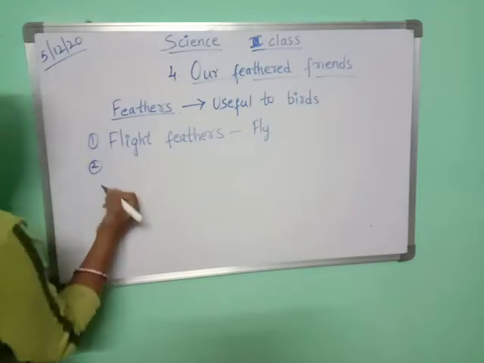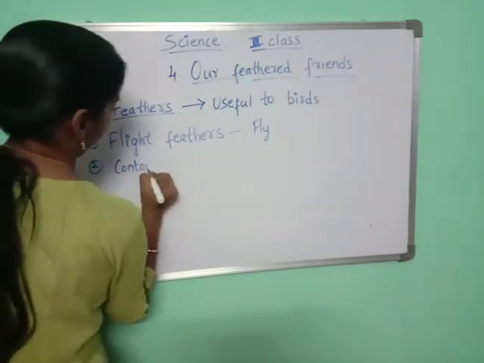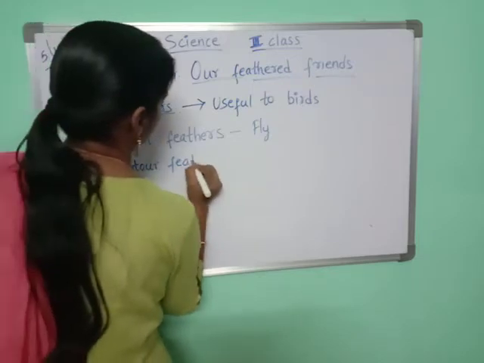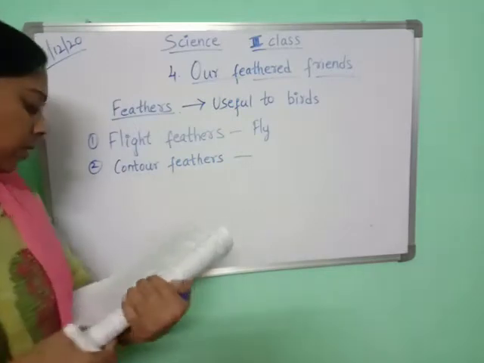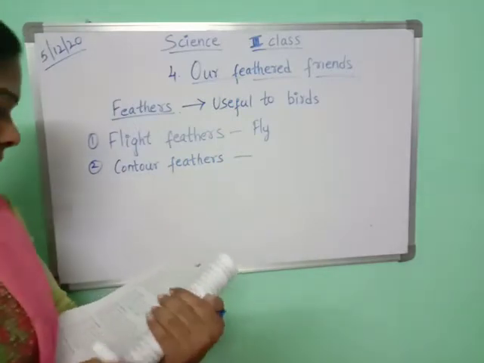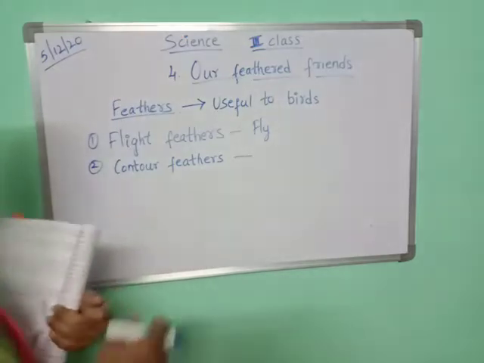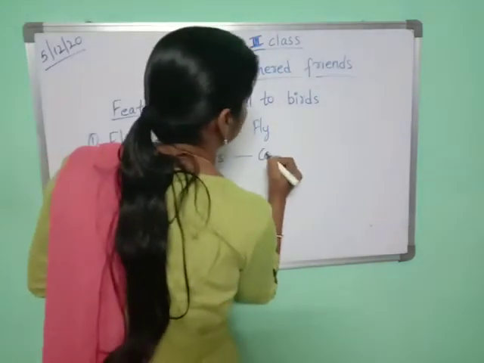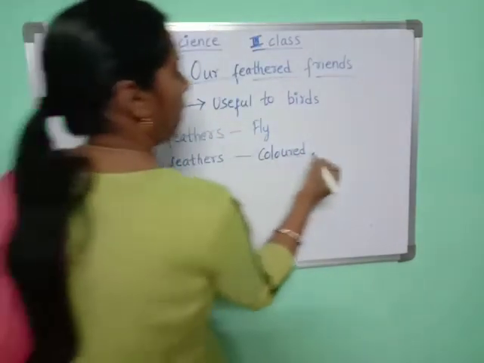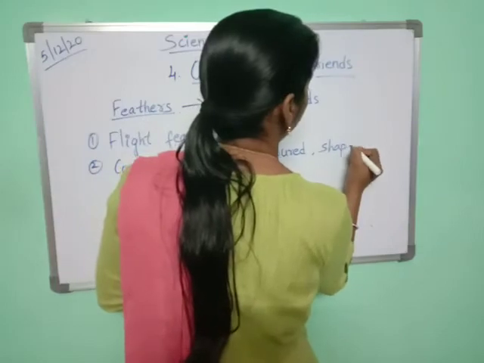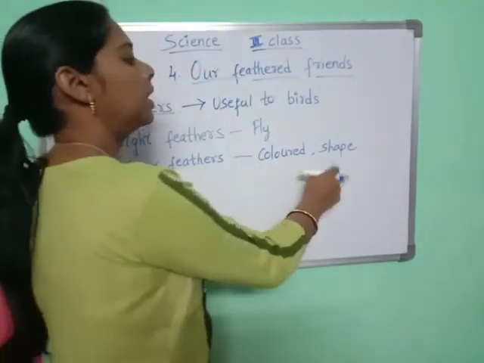Next is contour feathers. Contour feathers give shape and color to the bird. They are found everywhere except the beak, legs and feet. These are colored feathers which give shape and color to the bird. They are colored and they give shape to the bird.